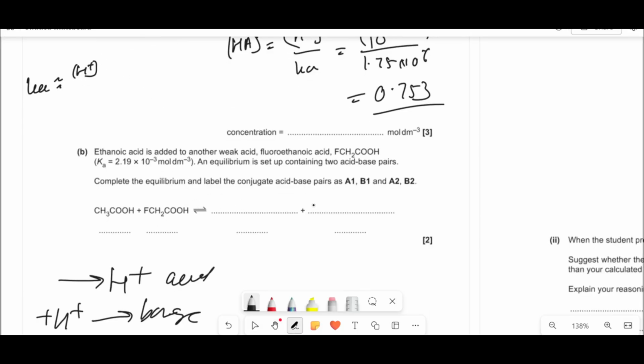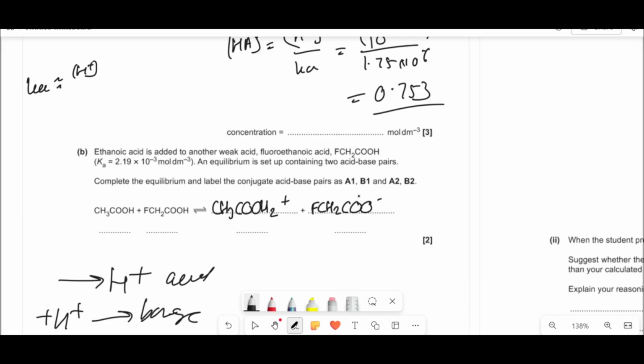So this one has to have formed FCH2COO minus. It must have lost the H plus, right? If that's the case, there always has to be something to accept the H plus as well. So what must have happened here is that we have CH3COOH2 plus. It will have accepted that. You can't just shove it out with nothing there.